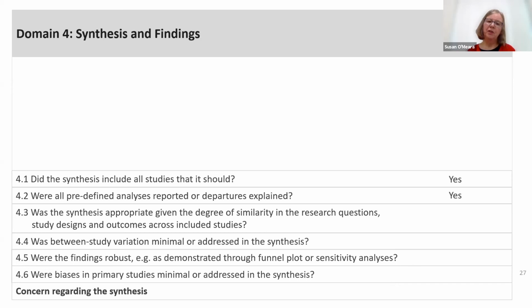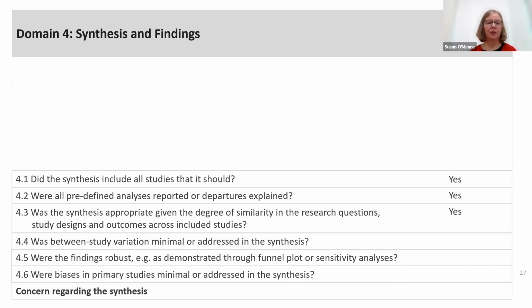Was the synthesis appropriate given the degree of similarity in the research questions, study designs and outcomes across the included studies? Generally speaking, yes, it was. They did anticipate a certain amount of clinical heterogeneity, and that's probably to be expected in this sort of subject area. They pre-planned their subgroup analyses. They did have a couple of post hoc subgroup analyses, but that's not uncommon.